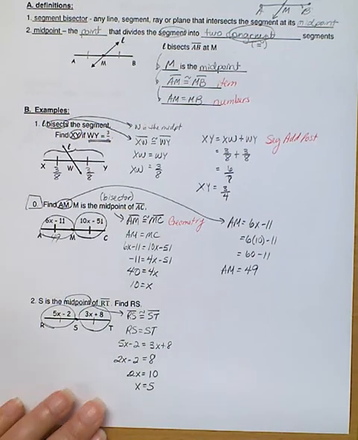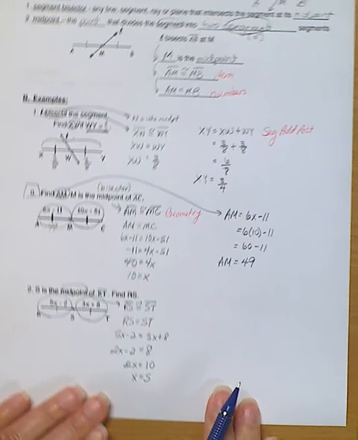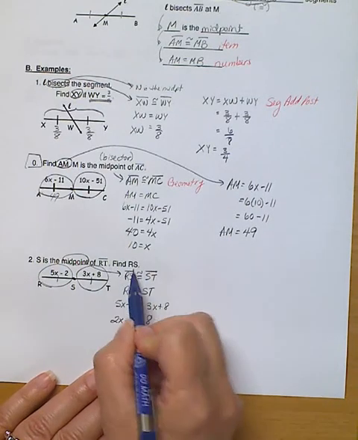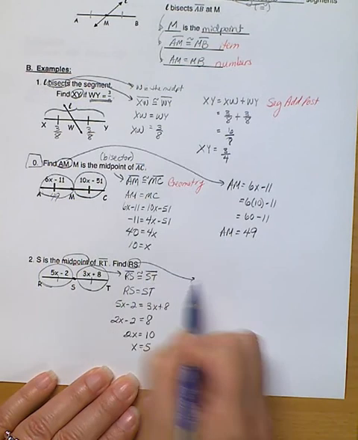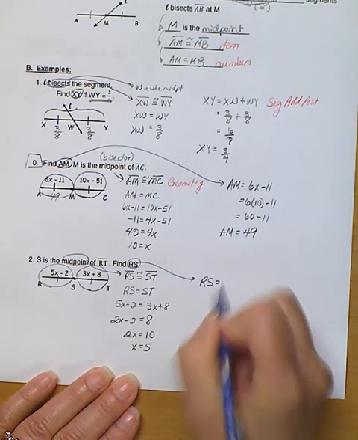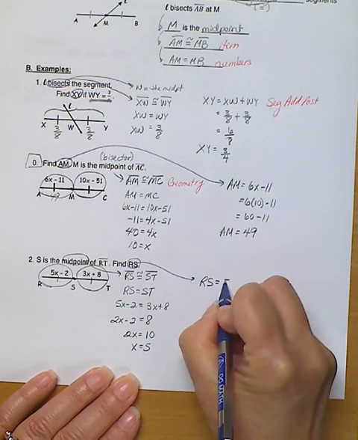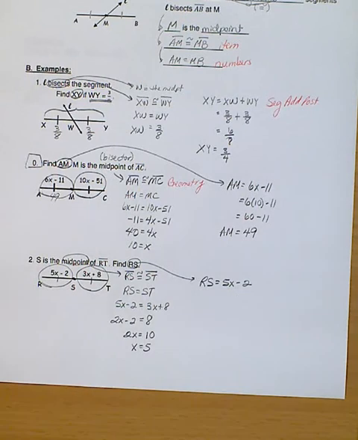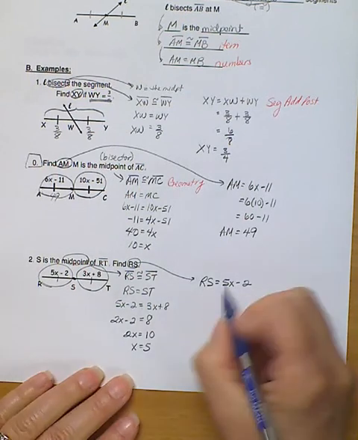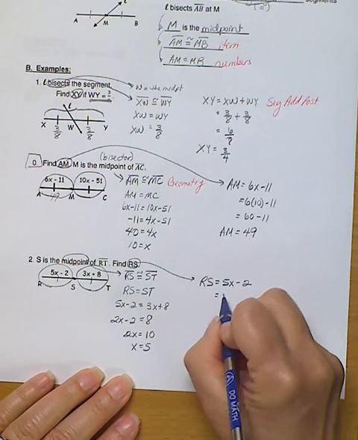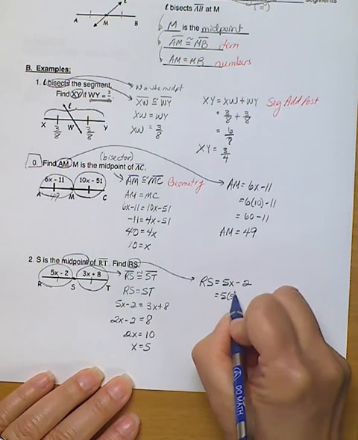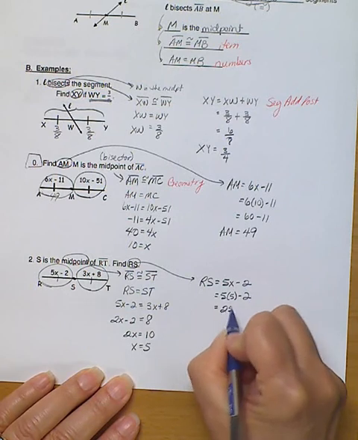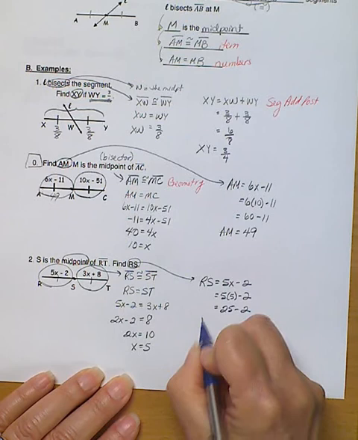I'm going to move that up just a little bit because I'm starting to get scrunchy. So am I done? Does it say find x? No, it says find the length of RS. So I'm going to have a good math conversation. I'm going to tell my reader what RS was equal to to start with. So the length of RS was 5x minus 2. We just found out that x was 5, so now we have 5 times 5 minus 2. Order of operations, so multiply first, so 25 minus 2. So the length of RS is 23.